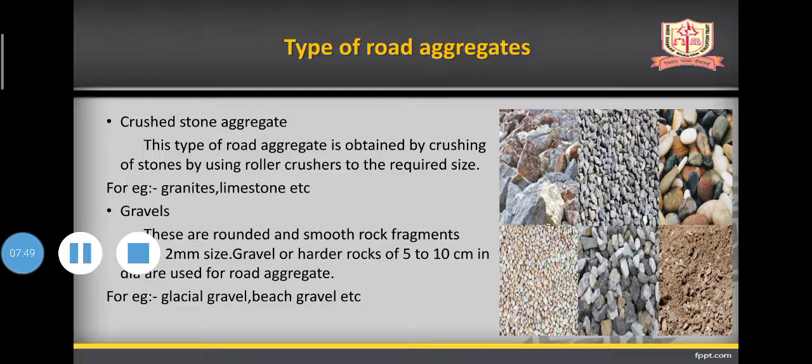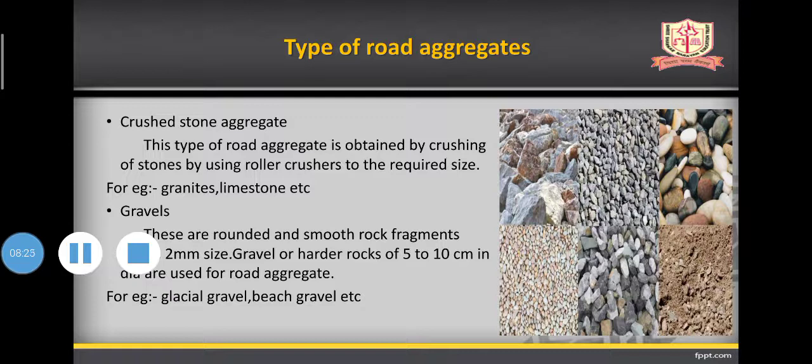The second type of road aggregate is gravel. They are round and smooth rock fragments of 2 mm size. Gravels, or hard rock of 5 to 10 centimeter in diameter, are used for road aggregate. It is the gravel which we can find near a glacier or near beaches. If you see, this aggregate is of round shape and it also has a smooth surface.